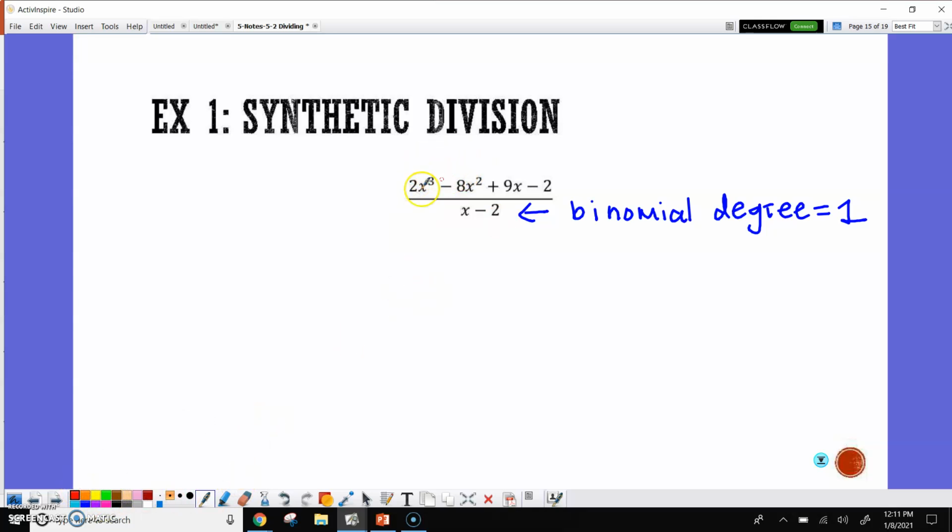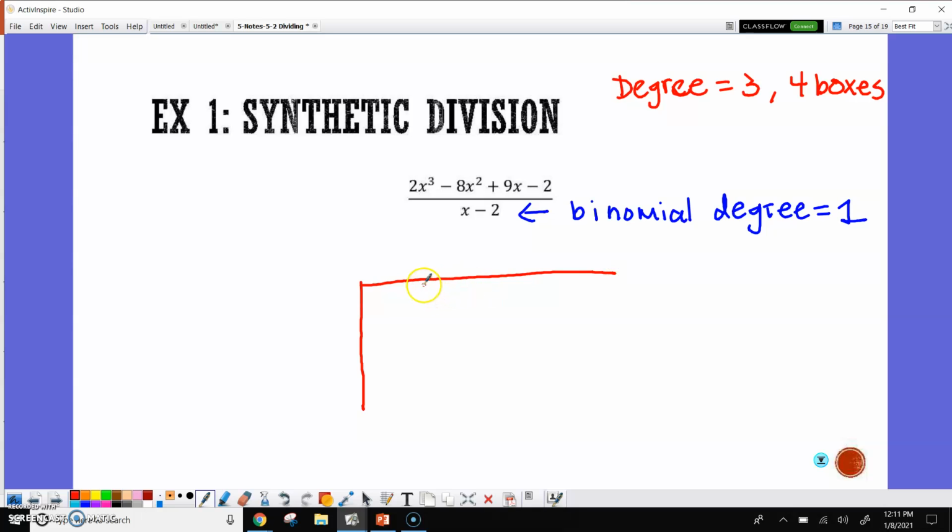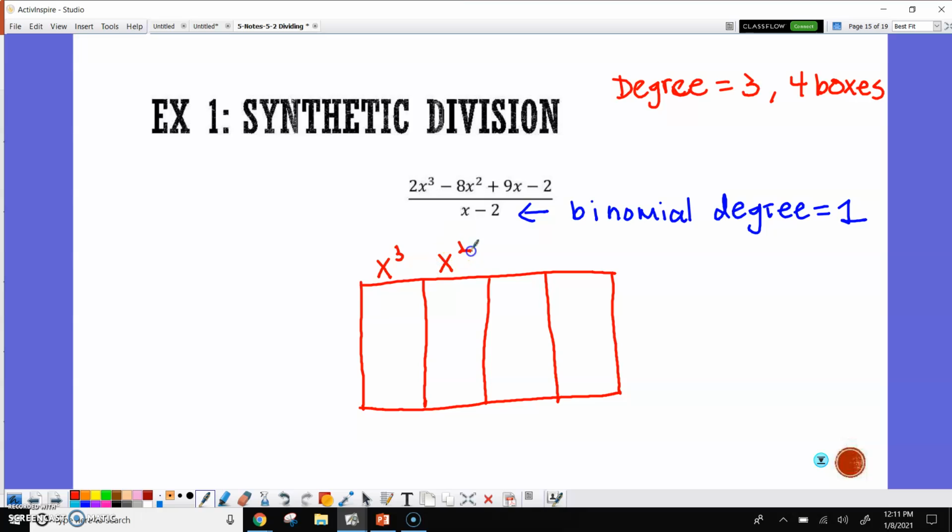Remember when we talked about the degree of the polynomial that you are dividing? That degree can be anything. The degree of that is 3, which means that I will need 4 boxes. But these boxes will look very different from long division. So that box is going to look like a rectangle. And we'll have 4 of them. 1, 2, 3, 4. Okay. Here we'll have x cubed, then x squared, then x, and then your constant right here.